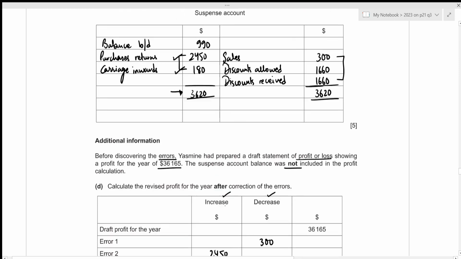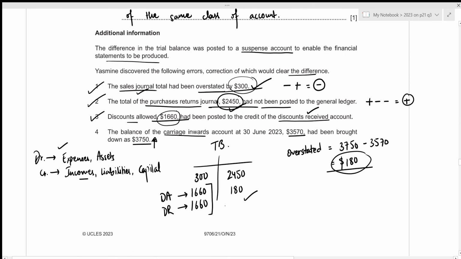2,450. Okay. Now for error 3, there's two different errors. First one is that we need to include the discounts allowed, right? So again, inclusion is an addition, but discounts allowed is an overhead. So we subtract it while calculating our profit for the year, which means that the amount of 1,660 should be subtracted once. This is a rectification of discounts allowed.